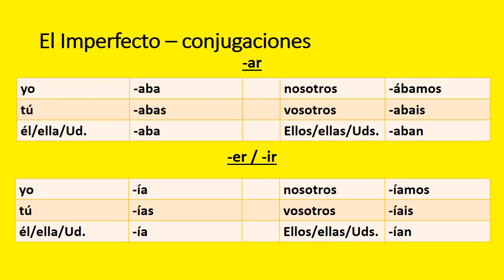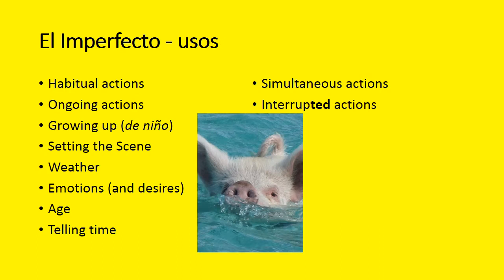The imperfect tense is conjugated like this: -aba, -abas, -aba, -ábamos, -abais, -aban. -ía, -ías, -ía, -íamos, -íais, -ían. These are the situations where you would use the imperfect tense.